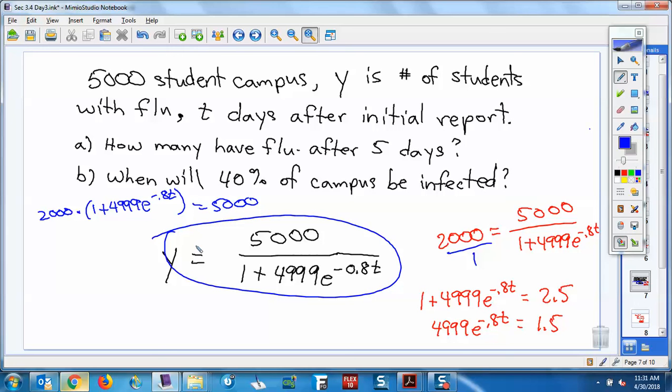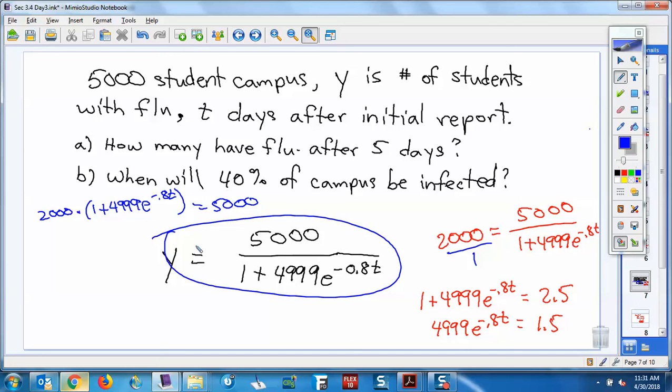When t is really small, at the very beginning, when t is near 0, this becomes e raised to the what? When t is 0. E raised to the 0, which is 1, right? And so the bottom is 1 plus 4,999. Well, that's 5,000. You have 5,000 divided by 5,000. That's one person. One person had the flu at time 0. Okay? So when t is small, this number is its biggest.